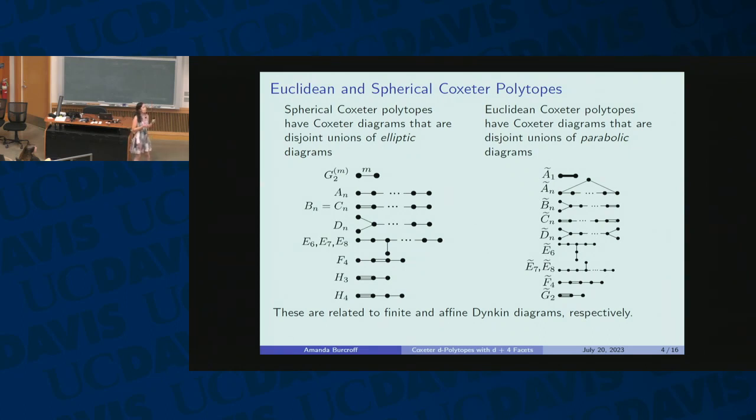Now that we have this language, we can say more specifically what Coxeter's classification in spherical and Euclidean space was. In spherical space, the Coxeter polytopes are those whose Coxeter diagrams are unions of these elliptic diagrams. In Euclidean space, the Coxeter polytopes have Coxeter diagrams that are unions of these parabolic diagrams. As many of you might notice, these are connected to the finite and affine Dynkin diagrams. But in hyperbolic space, the classification is nowhere near this nice. There's a lot of weird things happening, and that's why the classification in hyperbolic space is still a very open area of study.